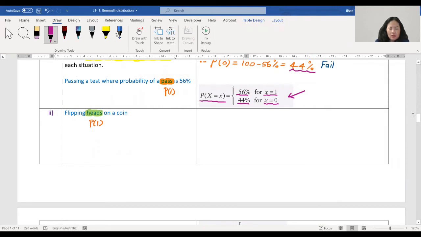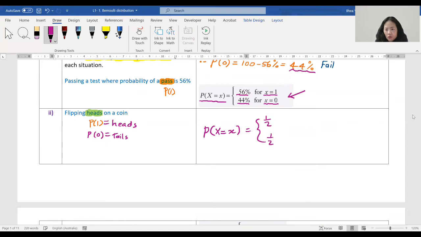Flipping heads. So that's our success, and tails is our fail. Bernoulli probability distribution. I will have to write P(X = x) for 2 outcomes. It'll be half, both half chance, for x equals 1, for x equals 0. That's it. That's all you have to write.